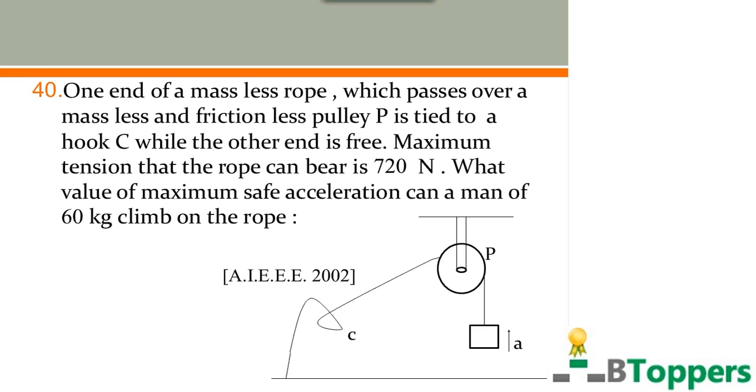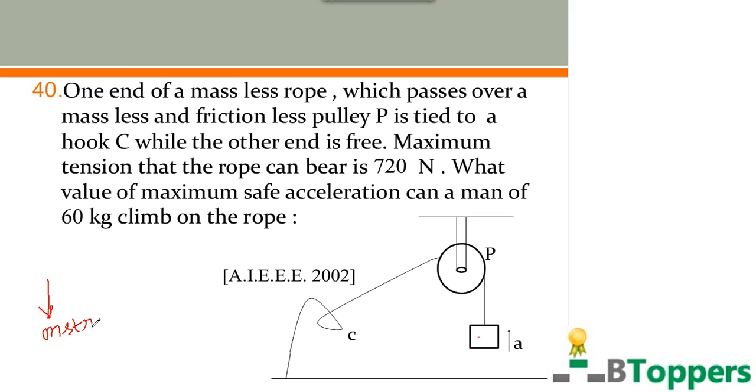So here the man is just shown in the form of a block of mass 60 kg on the right side. Of course, in the diagram this block does not look like a man, but still, in the language of physics, we treat the man also like a body of mass 60 kg. So the man pulls the string vertically downwards.